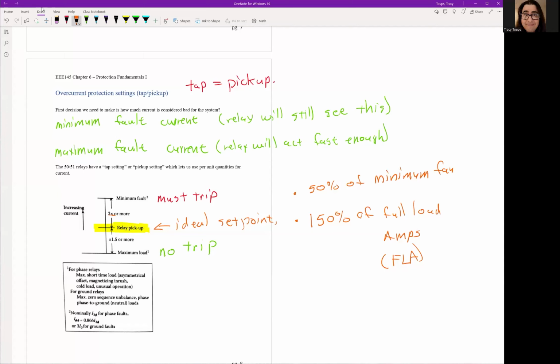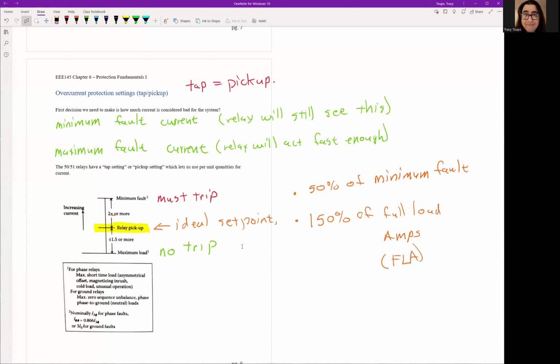Okay. So that's going to be that middle ground we're talking about, where whatever the minimum fault is, your pickup setting wants to be half of that. Whatever our load current is, we need to be 150% of that, right? So 50% more. And hopefully in your system, that range is pretty wide, so you have a little bit of wiggle room. And unfortunately, some protection engineers get to the point where that window is so small, they don't really have a choice. And that's where the real hard decision making for protection engineers comes in.